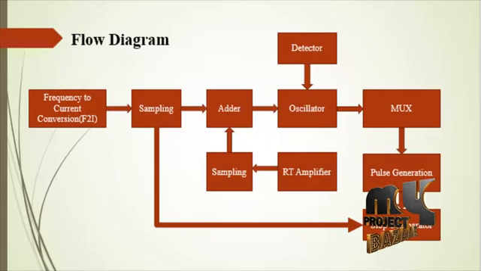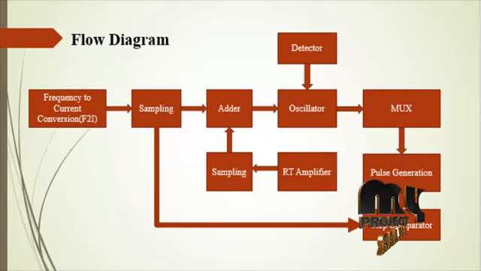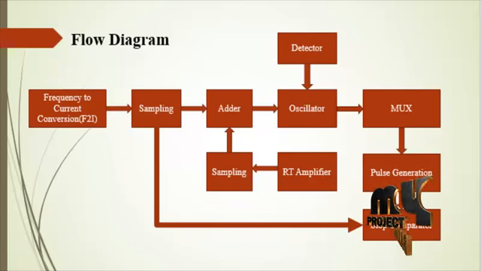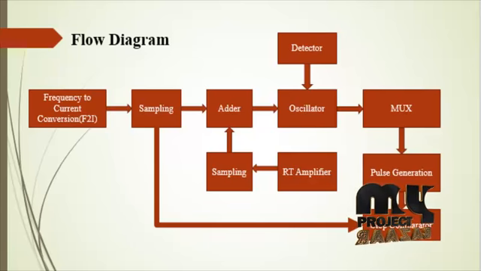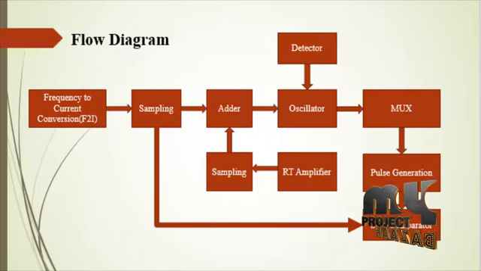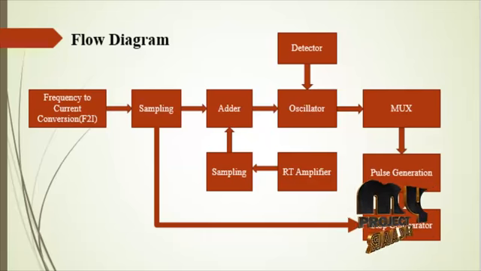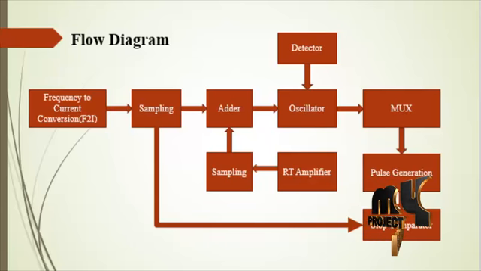The input signal is applied to the RT amplifier. It is sampled by the sampling circuit and then applied to the oscillator. The oscillator has different module inputs: the sampling adder input and the detector input. They are directly applied to the multiplexer. The multiplexer output is applied to the slope comparator via the pulse generation unit. That is the whole flow procedure of the 1-pin mode transition circuit.